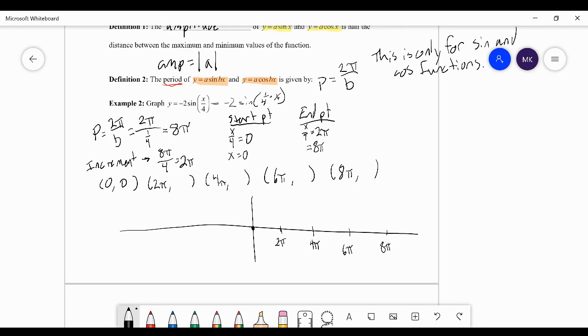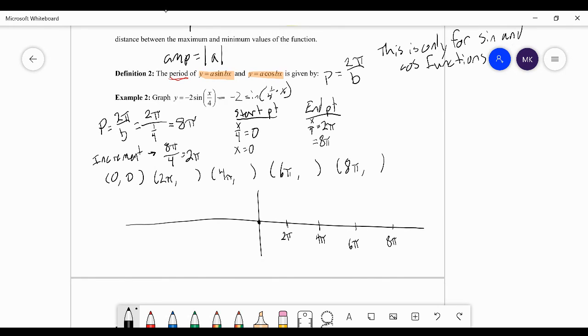Now, if x is 2 pi, then inside the sine function we have 2 pi divided by 4, which gives us pi over 2. Sine of pi over 2 is 1. 1 times negative 2 is negative 2. So then we get the point 2 pi, comma, negative 2. We're going to continue doing this pattern for all of these points. At 4 pi, divided by 4 is pi. Sine of pi is 0. 0 times negative 2 is 0.